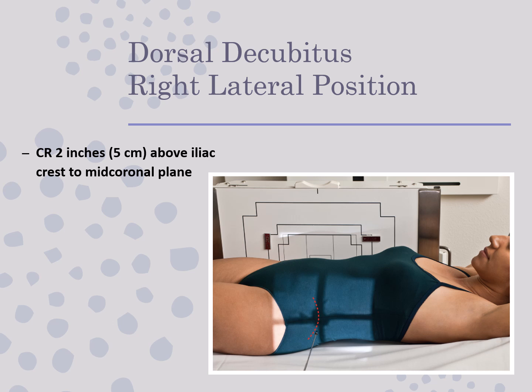Next on page 119 is a dorsal decubitus. So a dorsal decube implies that there's a horizontal beam and the patient is lying on their back, or on their dorsal surface.